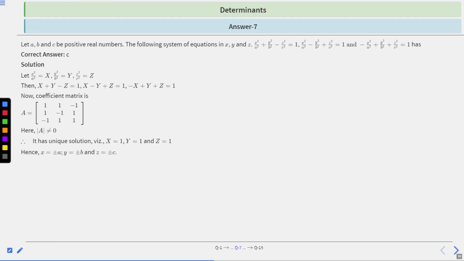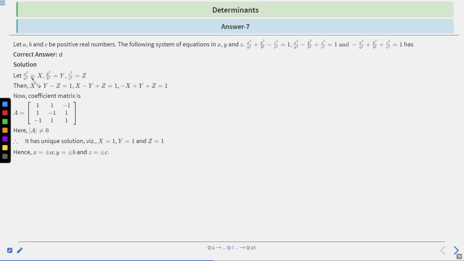Okay, let's move to the solution part. Suppose x square upon a square is equal to capital X, y square upon b square is equal to capital Y, and z square upon c square is equal to capital Z. Then X plus Y minus Z is equal to 1, X minus Y plus Z is equal to 1, and minus X plus Y plus Z equal to 1.